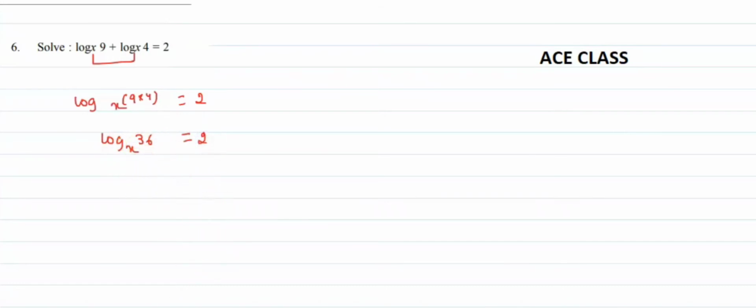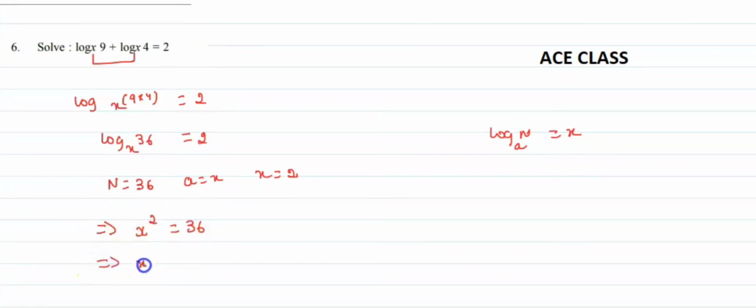So it is in the form of logarithm. Let me write it in the exponential form. Whenever you are writing in the exponential form, write the values of a, n and x. n will be equal to 36, a will be equal to x, and x is equal to 2. Compare with the standard equation, that is log n to the base a equals x. From here, write in the exponential form, that is a power x equals 36.